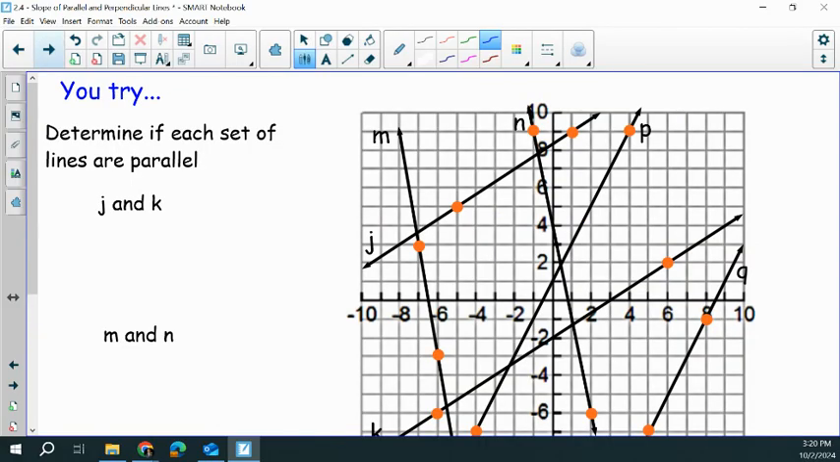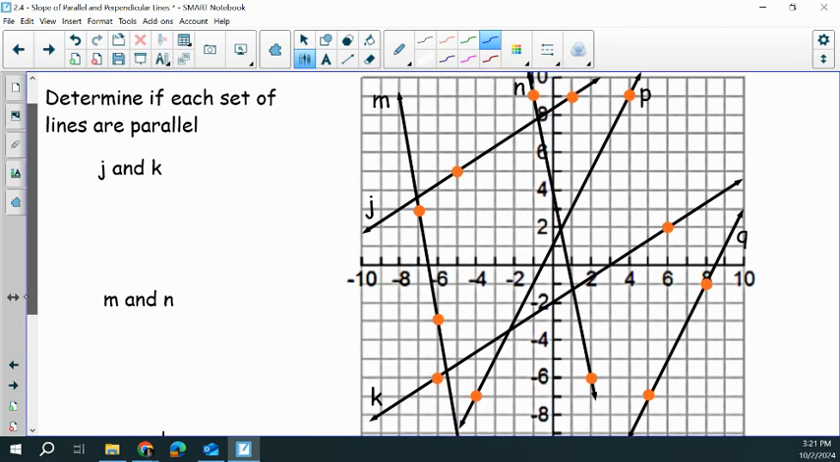You can try these on your paper. You just look at each set, see if they have the same slope or not. If they have the same slope, they would be parallel. If they don't have the same slope, they're not parallel.